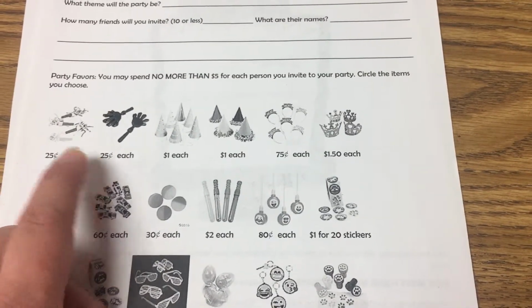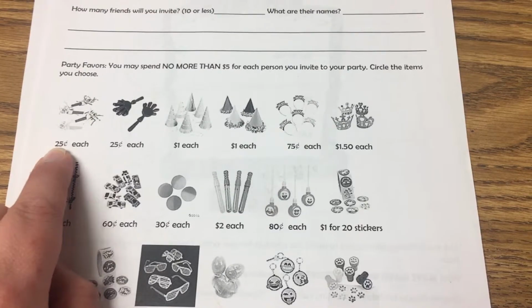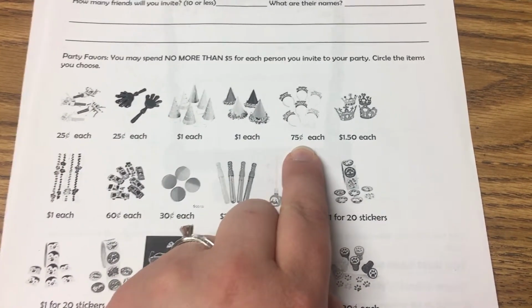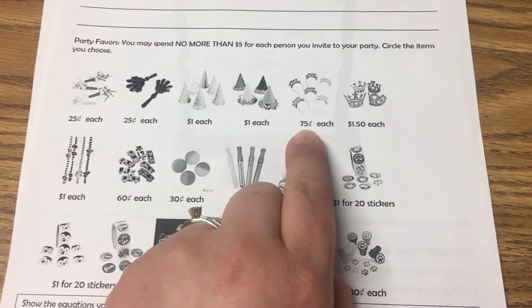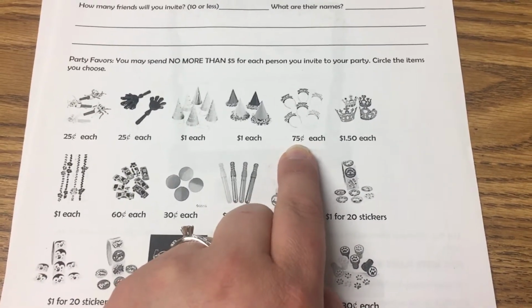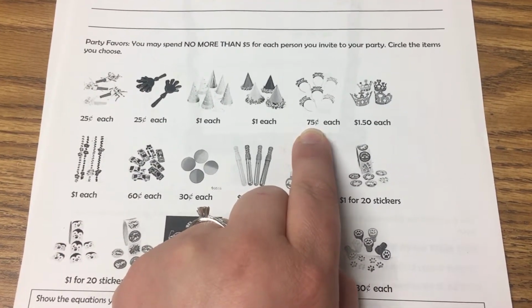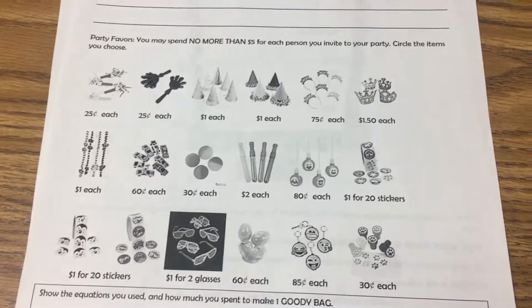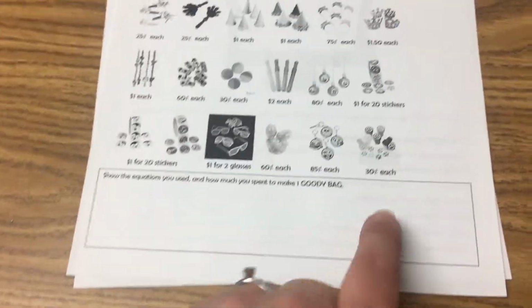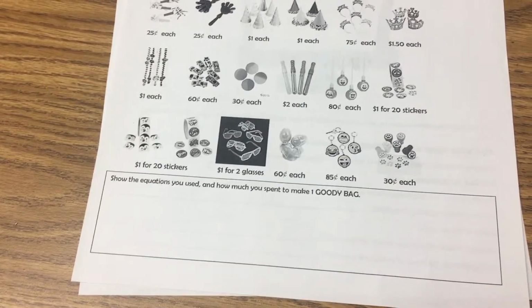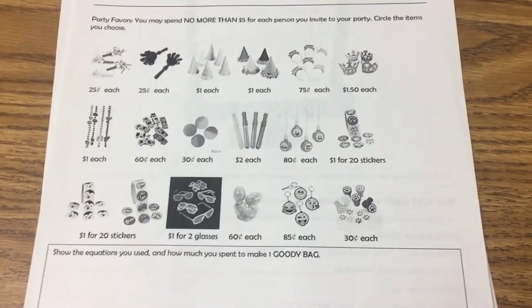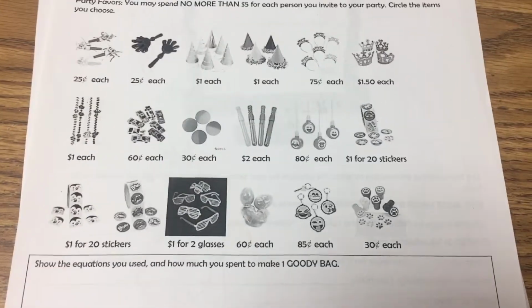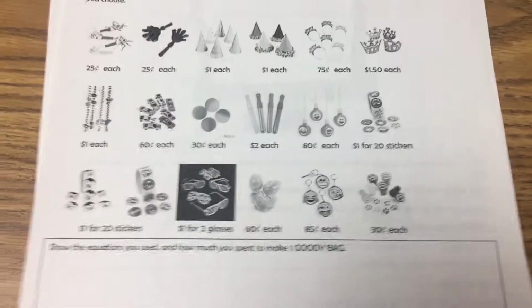And if you had, for example, 25 and 75, 25 plus 75 is 100 cents, and 100 cents is $1. So you can add all of them up in one long row here, or you can do 25 plus 75 equals $1. So that might be helpful to you. But the total of one bag can be no more than $5.